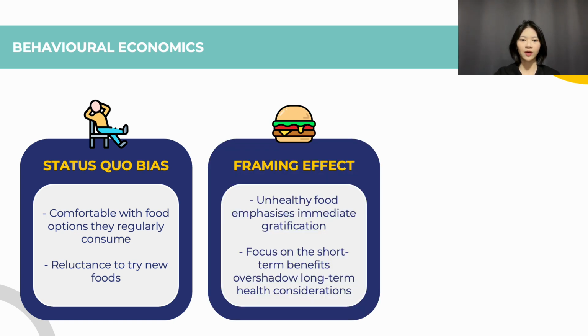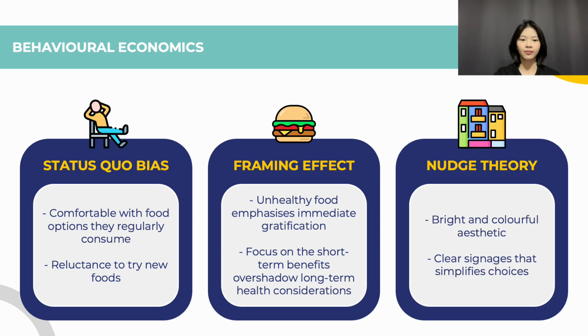Next is the framing effect. How food is advertised can strongly influence our choices. Unhealthy options are often marketed using words like indulgent or satisfying, which trigger thoughts of immediate pleasure, making it hard to prioritize long-term health. When consumers are surrounded by tempting language and imagery, they are more likely to pick these less healthy options, even if they intended to eat better.